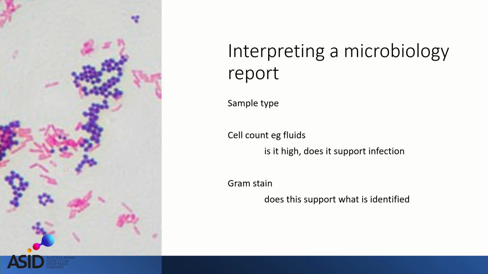It also discusses very briefly how to interpret a microbiology report, preaching to the converted here hopefully, but it goes through simple things like look at the sample type, what was actually sent, look at the cell count, is it high, does it support infection, and look at the gram stain, because the gram stain is going to start leading you down that directed therapy path potentially, but also make you consider that you might need to keep a broad approach to your antimicrobial.